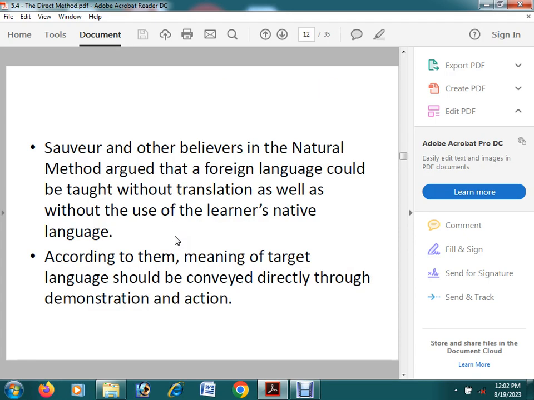Sauvé believed that the natural method argued that a foreign language could be taught without translation, as well as without the use of the learners' native language. Montaigne and Gouin said it in a different way, but here Sauvé said directly that the mother language should not be used in case of second language learning, and also no translation will be there. And the meaning of the target language should be conveyed directly through demonstration and action.